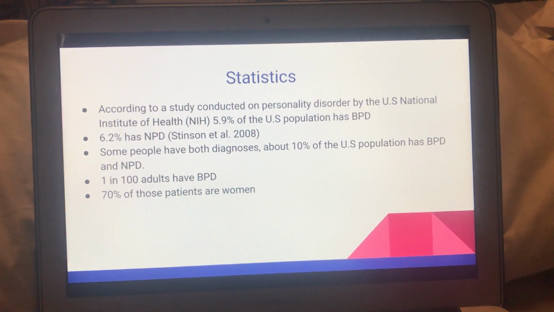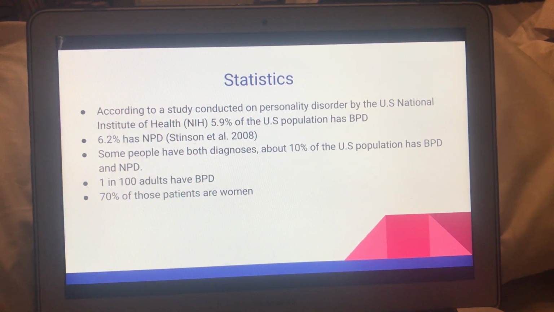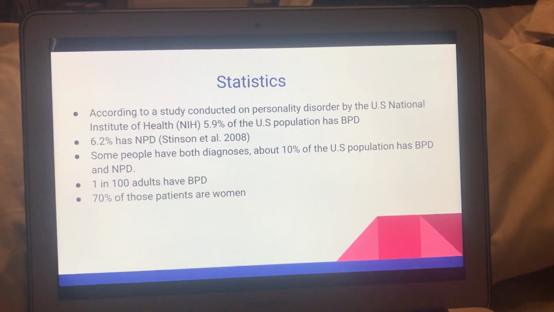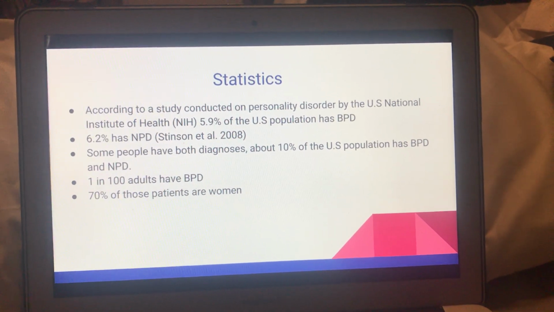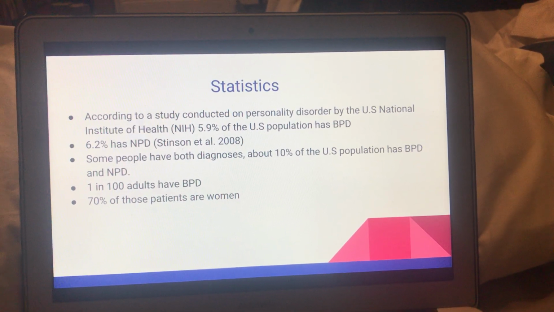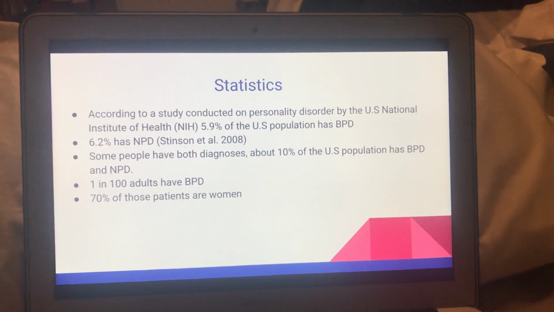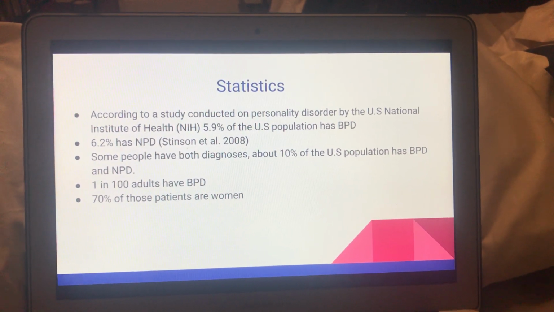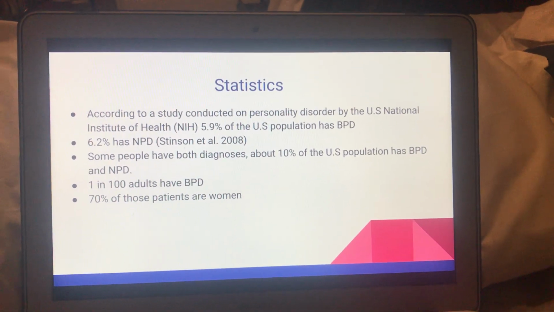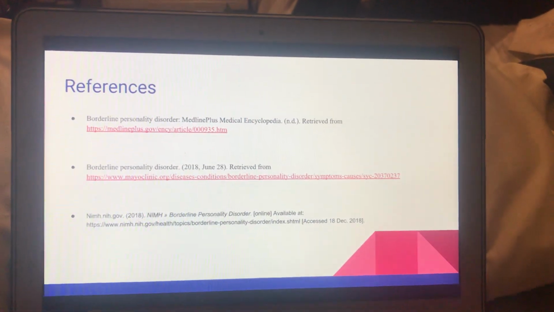Statistics. According to the study conducted on personality disorder by the U.S. National Institute of Health, NIH, 5.9% of the U.S. population has BPD. 6.2% has NPD. Some people have both diagnoses. About 10% of the U.S. population has BPD and NPD. 1 in 100 adults have BPD. 70% of those patients are women. And this is my reference.